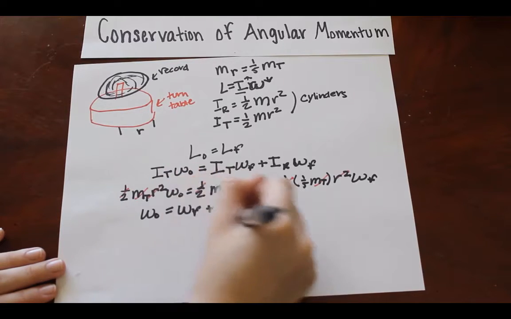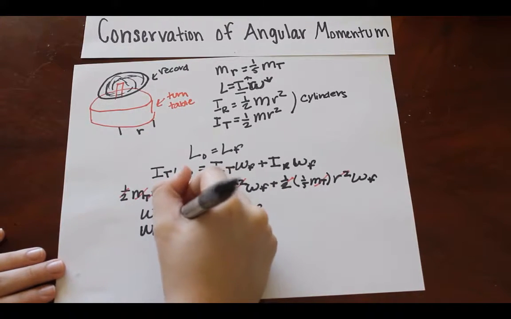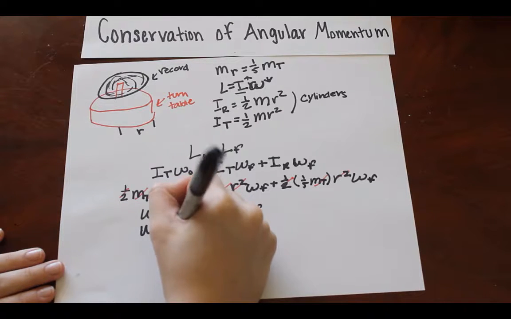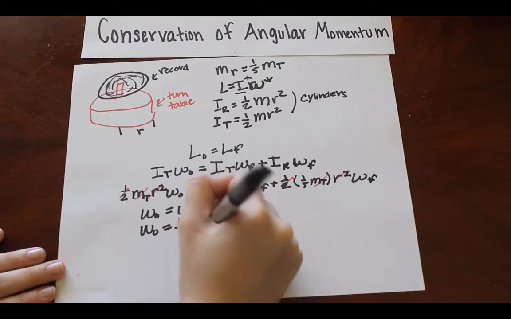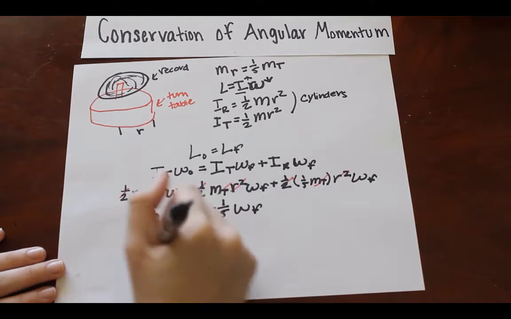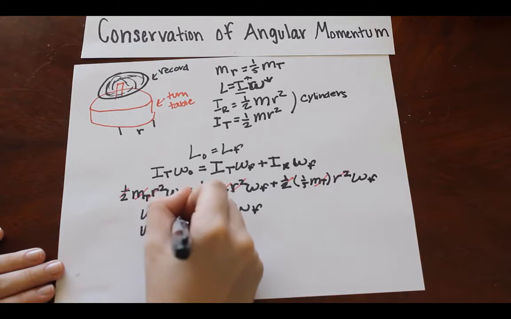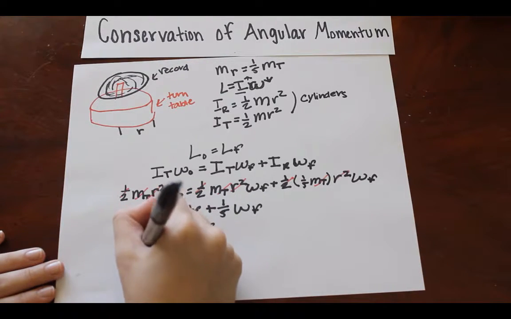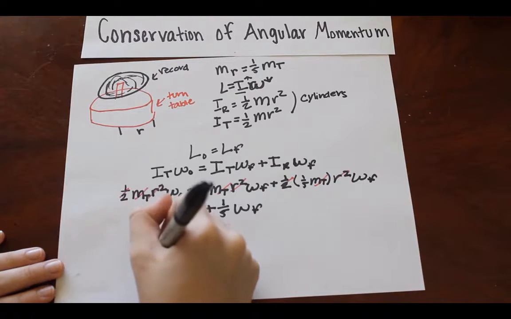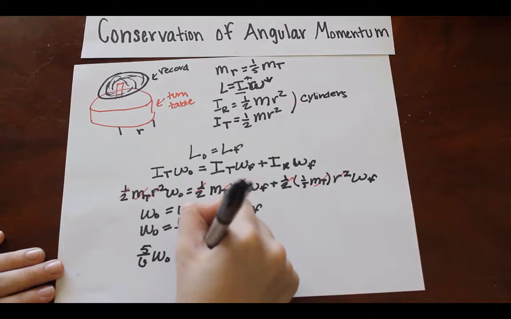If we add those up, we get omega naught equals 6/5 omega final. Now we want omega final by itself, because that's what we're looking for. So let's transfer that over. We multiply by 5 and then divide by 6. Then that gives us 5/6 omega naught equals omega final.